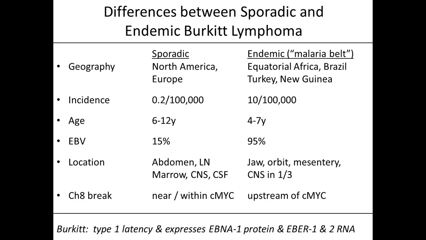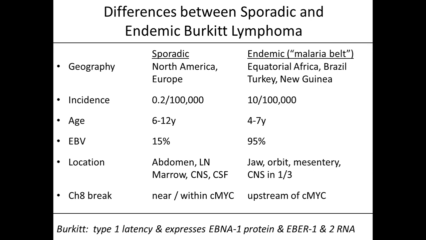There are both sporadic and endemic forms of Burkitt's. The sporadic form is North America and Europe. The endemic form is the malaria belt, so equatorial Africa, Brazil, New Guinea, and Turkey. Burkitt's is about 50 times more common in the endemic areas and occurs a little bit at younger ages in the endemic areas. EBV is only associated with sporadic Burkitt 15% of the time versus 95% for the endemic.